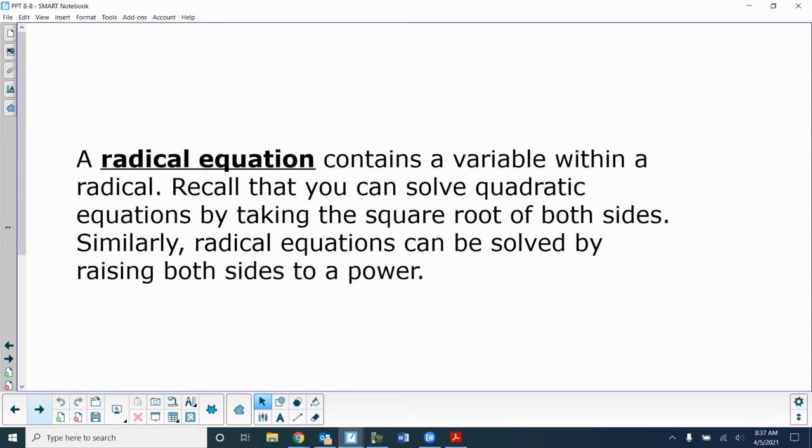If it's a cube root, I wouldn't square both sides. What would I do? Cube both sides, right? If it was a fourth root, I'd raise it to the fourth power on both sides, okay? So that's all we're going to do to get rid of that radical sign.